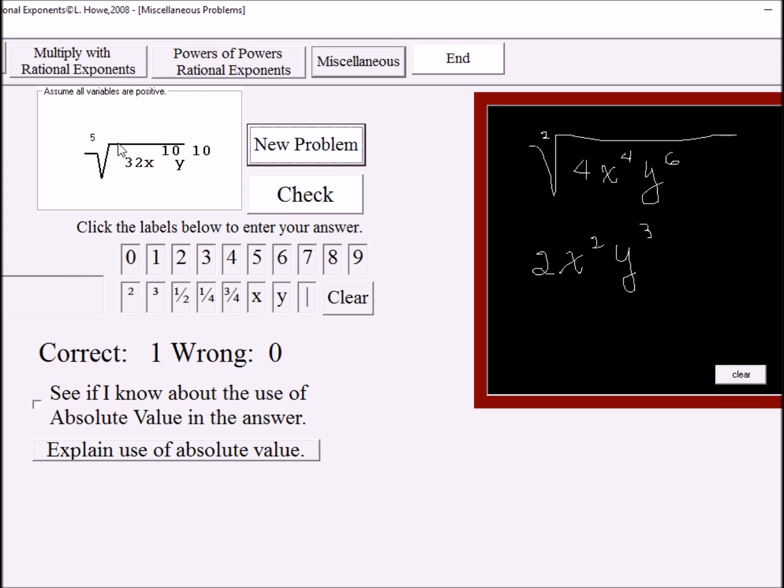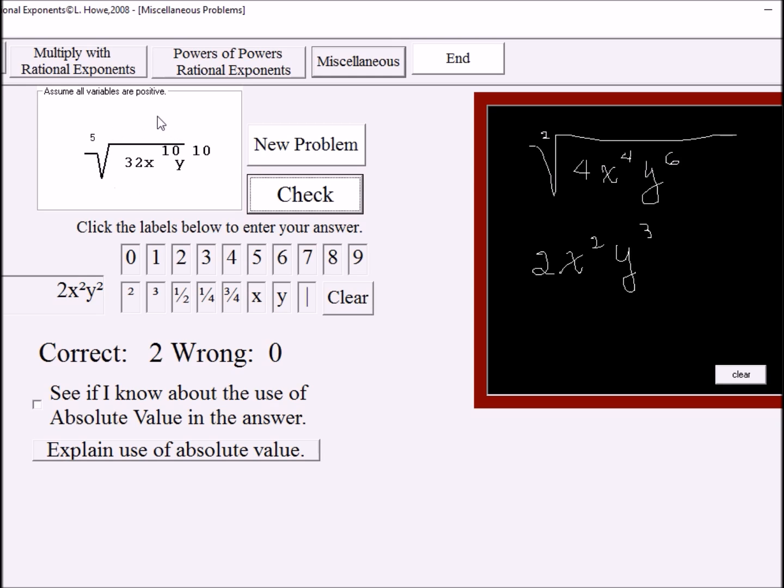This time we're taking the 5th root. The 5th root of 32 is 2. This is x to the 10th to the 1/5 power, so it'd be x to the 2nd, y to the 2nd. Check, we win.